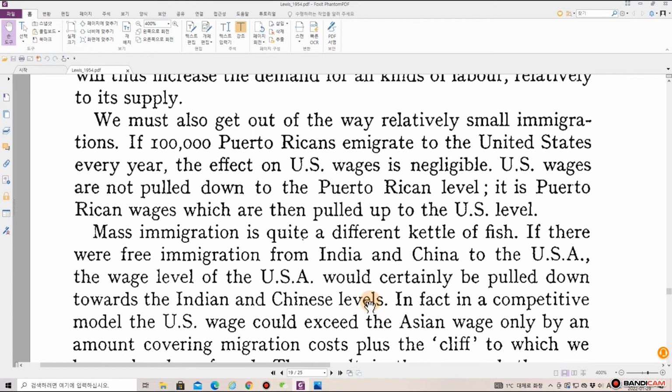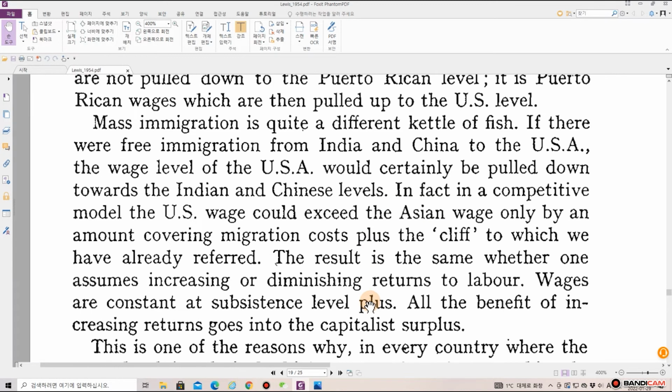We must also get out of the way relatively small immigrations. If 100,000 Puerto Ricans immigrate to the United States every year, the effect on United States wages is negligible. US wages are not pulled down to the Puerto Rican level. It is Puerto Rican wages which are then pulled up to the United States level. Mass immigration is quite a different kettle of fish.